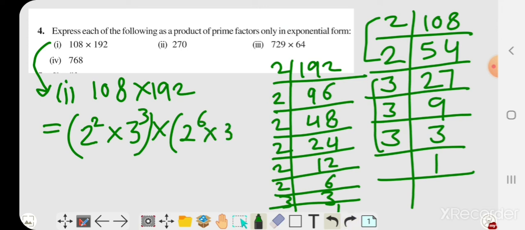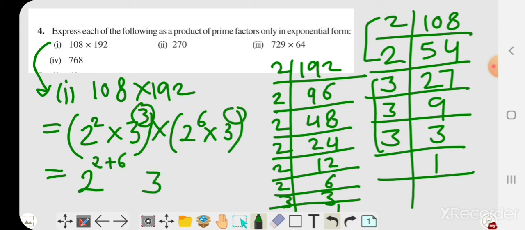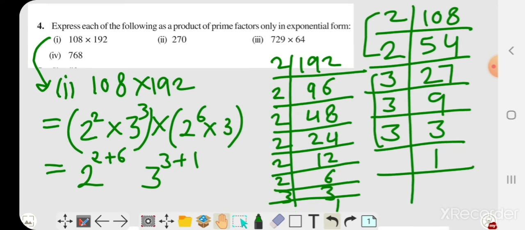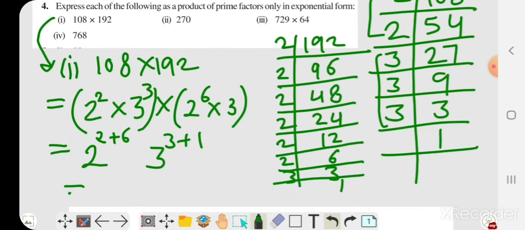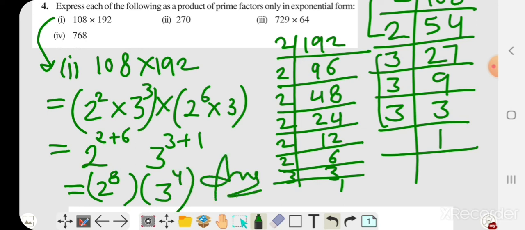This gives us 192. Now let's solve. As all terms are in multiplication with each other, 2 raised to power 2 plus 6, by using the first law, 2 plus 6. And here 3 raised to power 3, and here no power is there, means 1. So 3 plus 1. Finally the answer is 2 raised to power 6 plus 2, 8, into 3 raised to power 4. This is the answer of part 1.